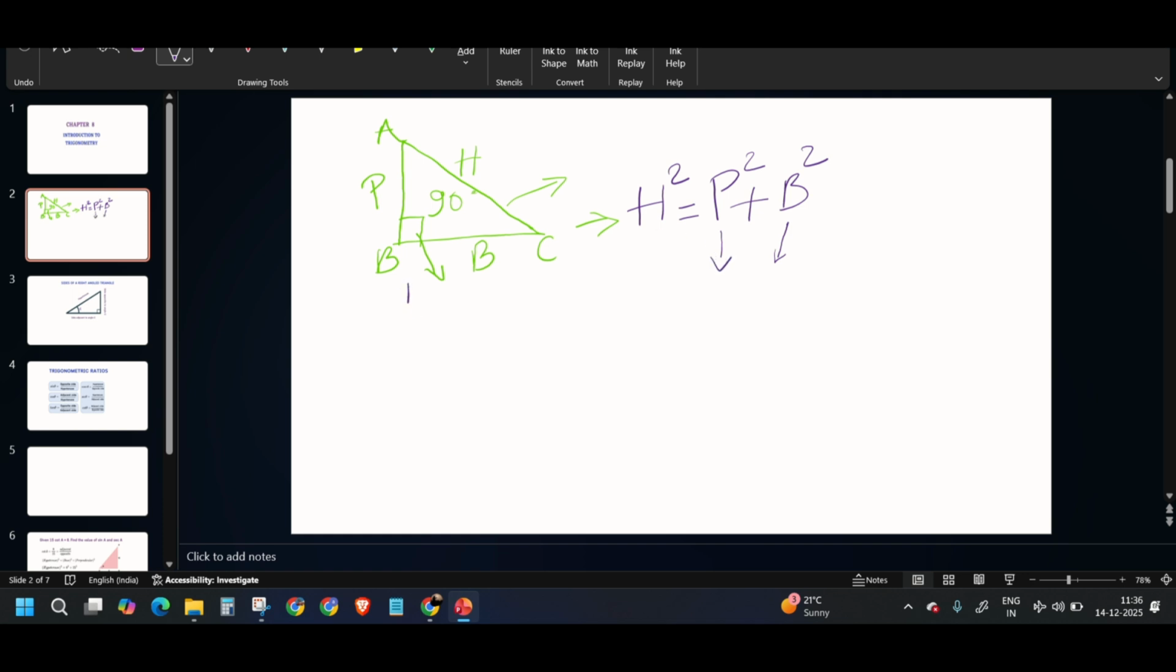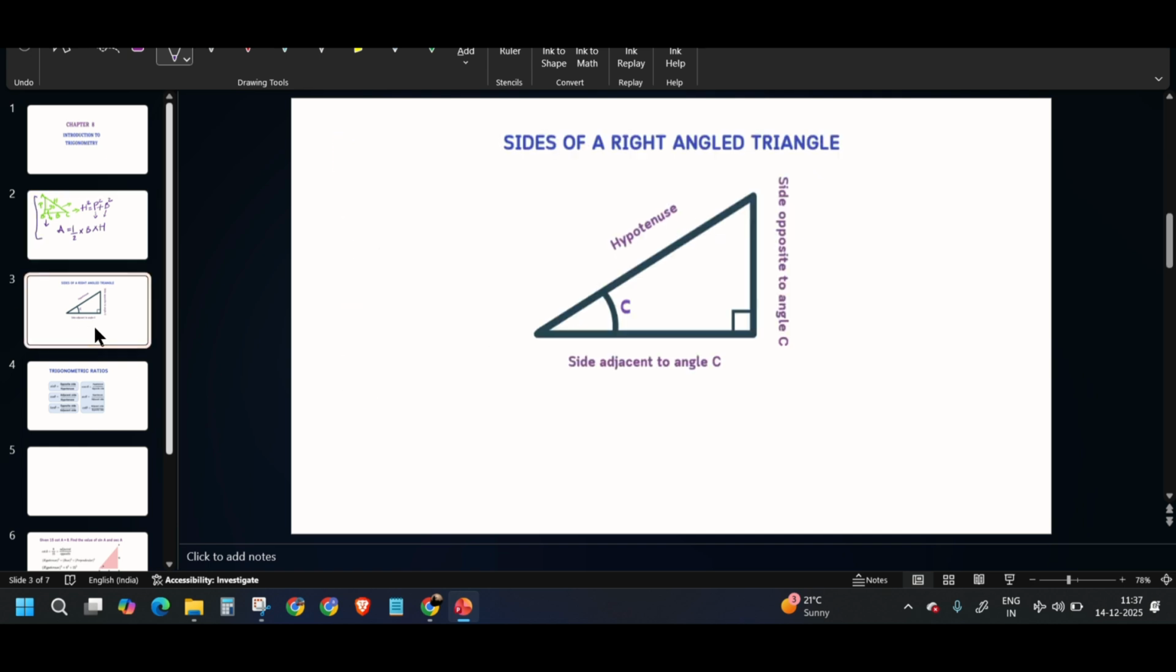We can also apply trigonometry concepts on the right angle triangle, like sine, cos, and tan. And also the area of the right triangle will be half times base times height. So here we studied about the right angle triangle. Coming to the next topic, the sides of a right triangle. As we have discussed previously, the sides of a right triangle are hypotenuse, base, and this is the perpendicular. And one angle should be 90 degrees.